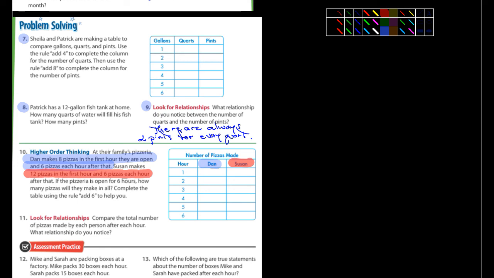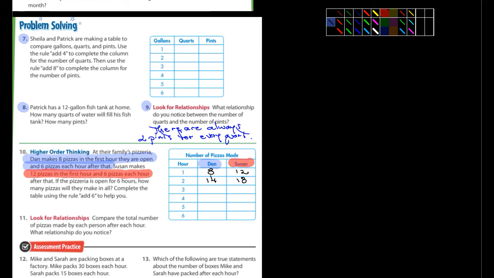It changes after the first hour. So Dan makes 8 the first hour, and Susan makes 12 the first hour. And then each of them makes 6 pizzas each hour after that. So the second hour, what's 8 plus 6? That's going to be 14. What's 12 plus 6? That's going to be 18. Okay. And then the question is, complete the table using the add 6 to help you. Well, you're going to be adding 6 each hour. Okay.